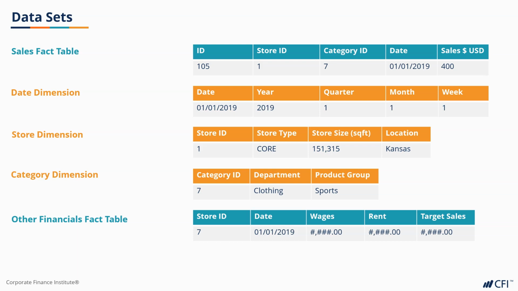And finally, the dimension tables add description to those attributes. For example, a given date is contained within a particular year or quarter. A given store has a particular size or type or location, and a category belongs to a particular department or product group.